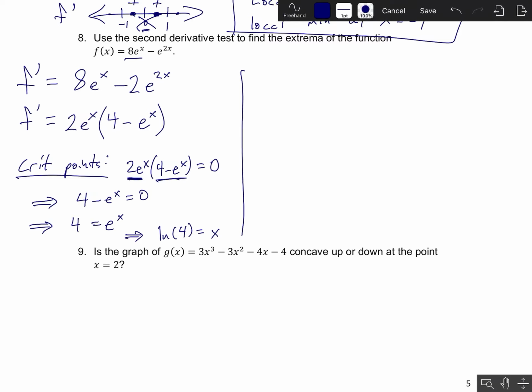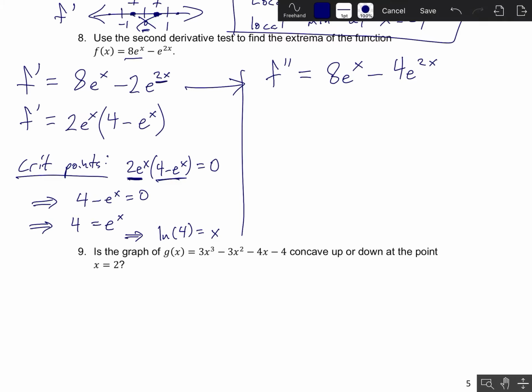And it's okay that we only have one critical point. We're still going to take this and try to determine whether it's a local max, a local min, or neither. And for that, we'll again use the second derivative test. To compute the second derivative, I'm just going to take a derivative of the first derivative. So again, if you take the derivative of that first term, it'll stay the same. The derivative of 8e to the x is just 8e to the x. And if we take a derivative of that second term in f prime, we'll get a negative 4e to the 2x.